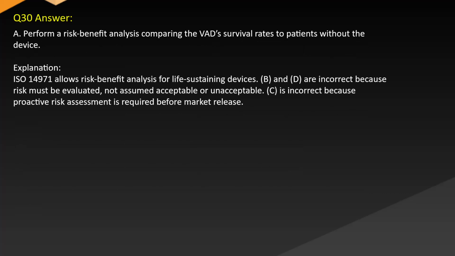Answer A. Perform a risk-benefit analysis comparing the VAD survival rates to patients without the device. Explanation: ISO 14971 allows risk-benefit analysis for life-sustaining devices. B and D are incorrect because risk must be evaluated, not assumed acceptable or unacceptable. C is incorrect because proactive risk assessment is required before market release.